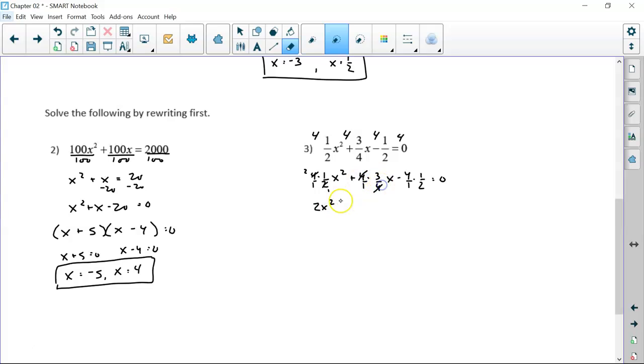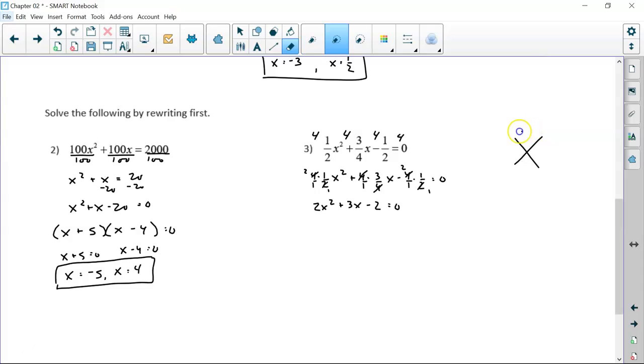Here the 4's cancel, so we're left with plus 3x. 2 becomes a 1, the 4 becomes a 2. So it's negative 1 times 2 times 1, which is negative 2, and that equals 0. No more fractions. And now we can factor.